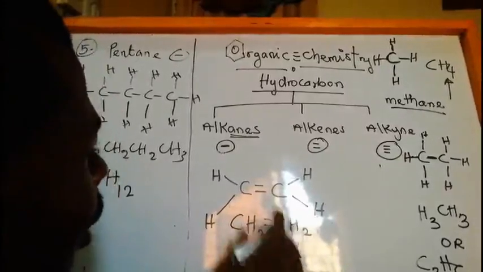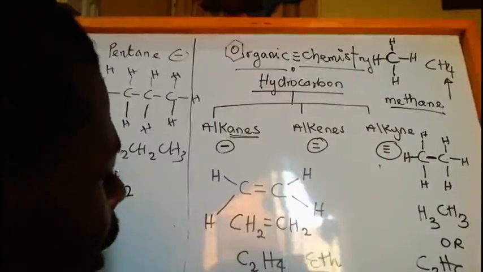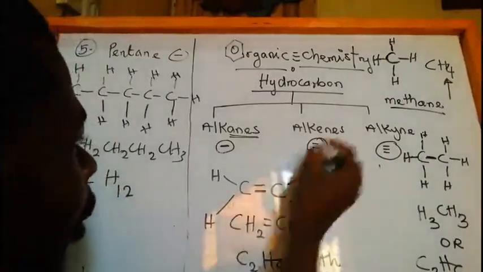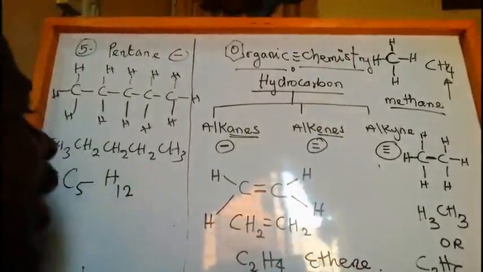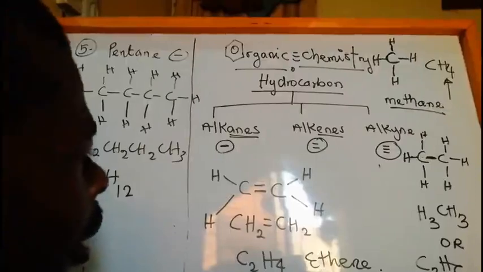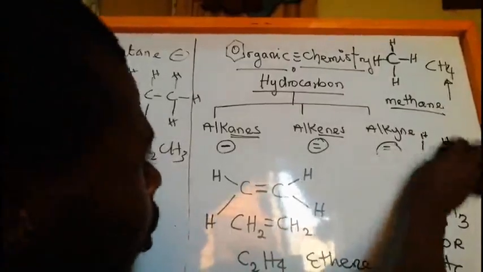So looking at this, the root word here, because it is 2 carbon atoms, is going to be eth. Right? And because it is having double bond, it's an alkene group, so it's going to be ethene. So that's the name of this, ethene.